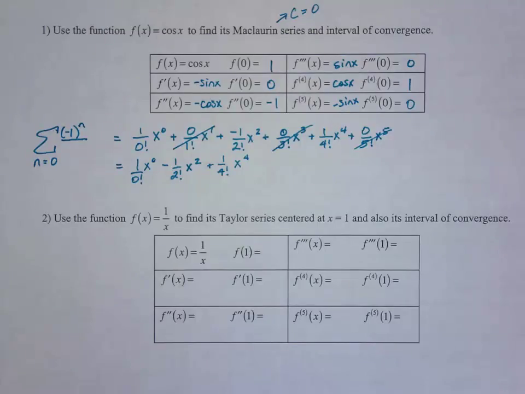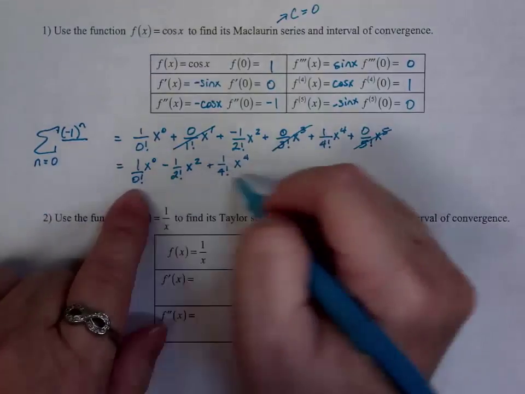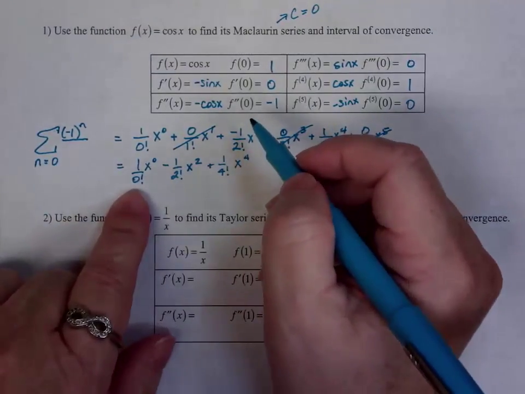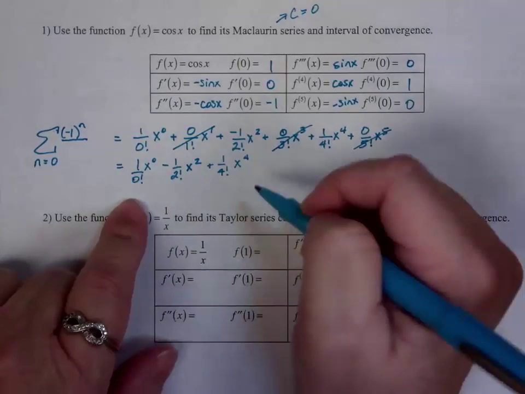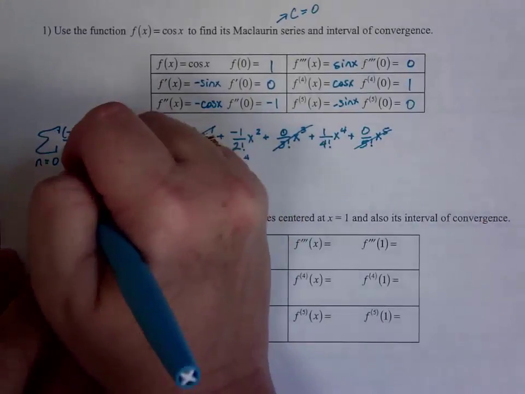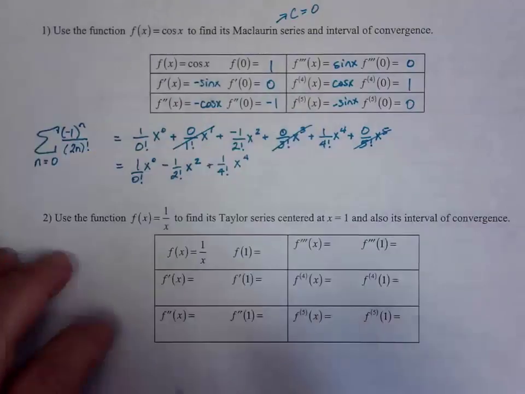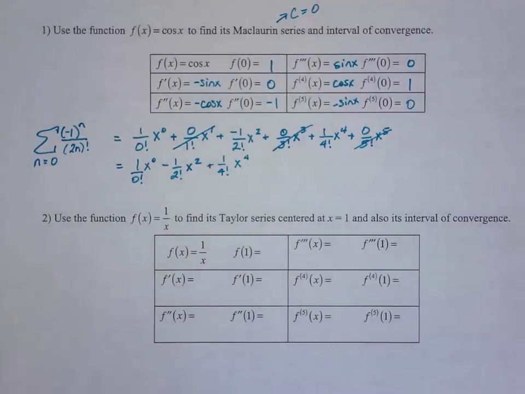It is 2n factorial. Do you see that I'm doubling every time? If you look at just the numbers themselves, I'm adding 2 every time. And like we talked about at the beginning of class, when you add 2 every time, it's 2n, right? So we're going to put parentheses 2n factorial. That takes care of the n's.